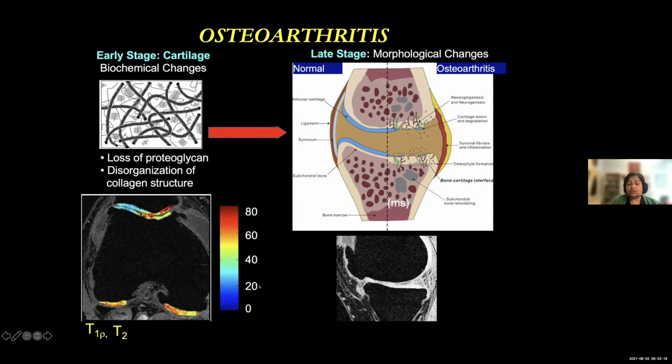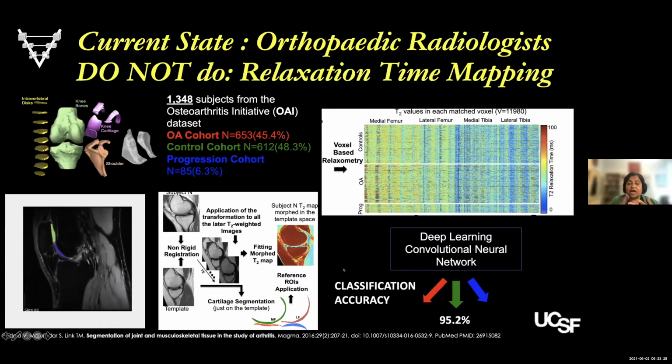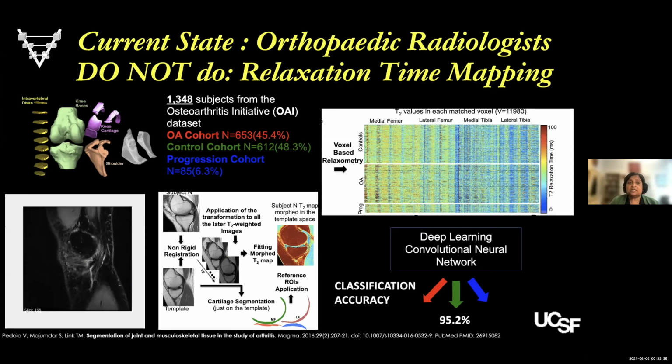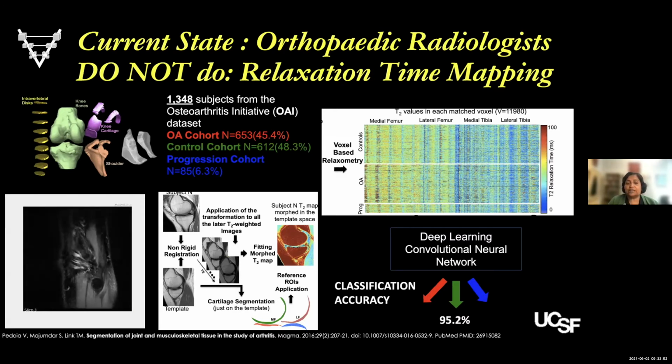And research typically uses these, but in the clinic, current orthopedic radiologists do not do relaxation time mapping because it is time consuming to segment, it is time consuming to do the fitting, and it is time consuming to look at the data compared to a normative database. So we use the data from the Osteoarthritis Initiative and segmented the articular cartilage. And the Osteoarthritis Initiative has a control cohort of patients, it has a cohort of patients that progresses, and it has a cohort of patients that has osteoarthritis or the incident cohort.